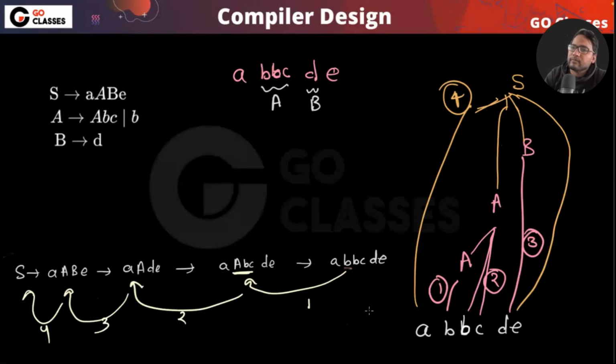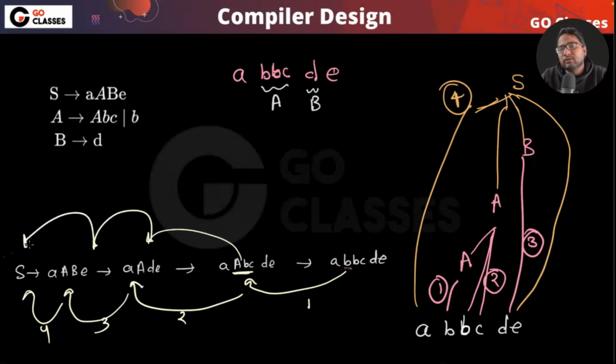Tell me, they are same, right? So basically whatever bottom-up parsing is doing, it is the same as the rightmost derivation only, but in reverse. Okay, we will start from here. If someone tells you the handle, you will go here.